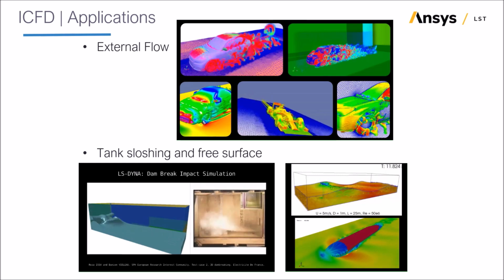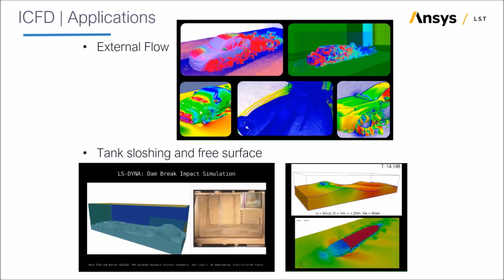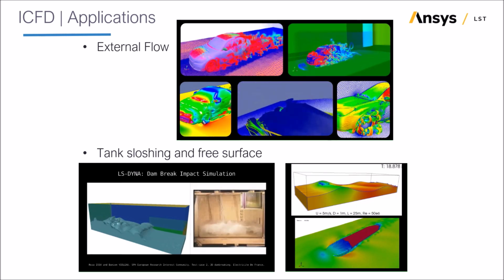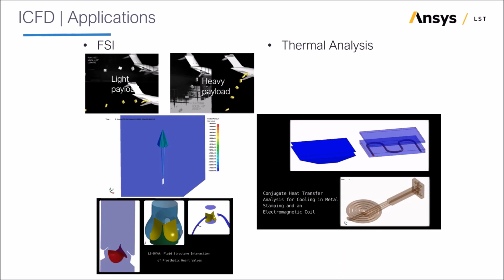So that includes the typical external flow applications shown in the upper set of images and the free surface applications in the lower set. The CFD keywords and finite elements can be combined in the same model for fluid structure interaction problems. In the top left example, packages are dropped out of a moving plane and they fall differently according to their weight relative to the aerodynamic forces. The pictures with the white packages are from experiment and the yellow ones are from analysis.